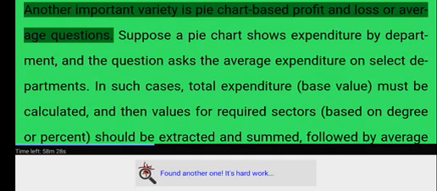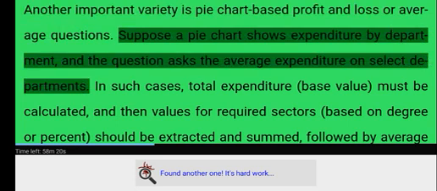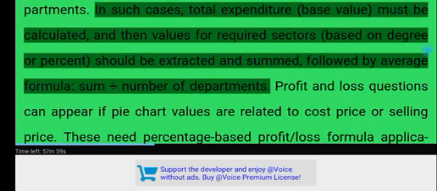Another important variety is pie chart-based profit and loss or average questions. Suppose a pie chart shows expenditure by department, and the question asks the average expenditure on select departments. In such cases, total expenditure base value must be calculated, and then values for required sectors based on degree or percent should be extracted and summed, followed by average formula, sum divided by number of departments.